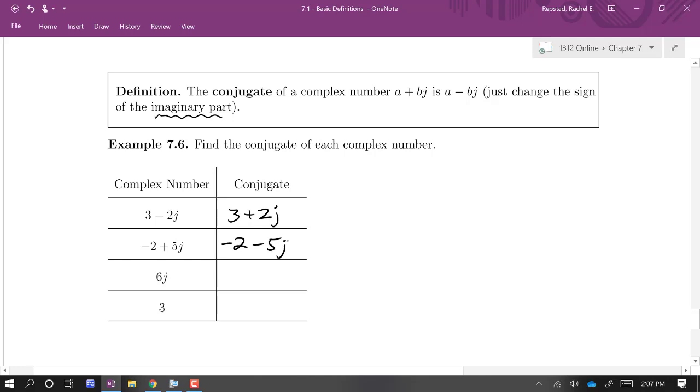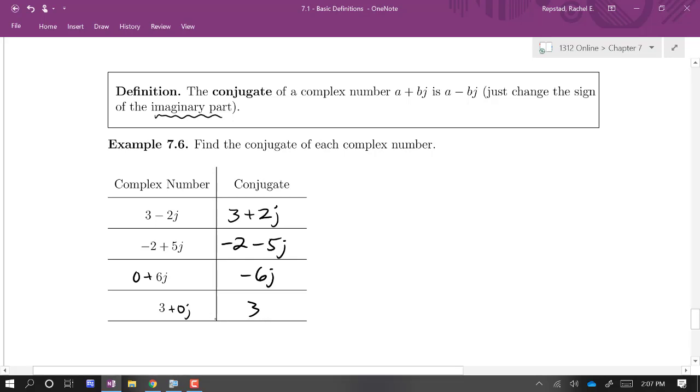The conjugate of 6j is negative 6j, because look, this is 6j. If you want to think of it explicitly, it's already in rectangular form. The real part is unwritten. The real part is 0 plus 6j. So we change the sign of the imaginary part, we get negative 6j. 3 is a real number, right? This is 3 plus 0j. So when you change the sign of the imaginary part, it's still equal to 3. So each real number is its own complex conjugate, and you just get the complex conjugate by switching signs.